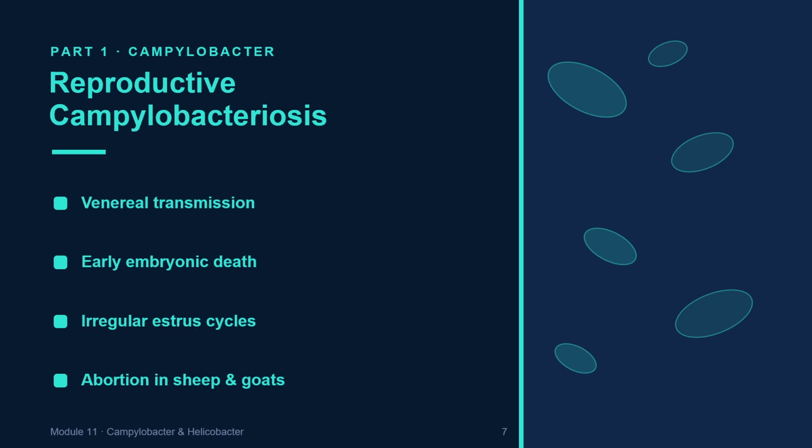Reproductive Campylobacter species behave very differently. C. fetus venerealis spreads during natural breeding and causes early embryonic death in cattle. Cows return to estrus irregularly, which is a classic sign. C. fetus causes abortion in sheep and goats, often late term. These outbreaks can be dramatic and economically significant.